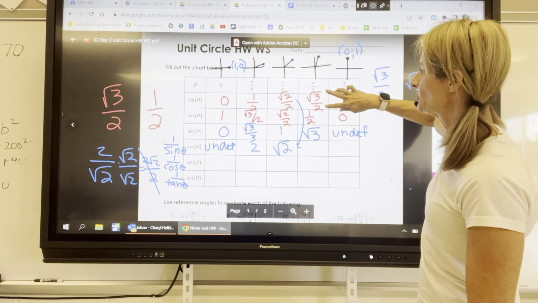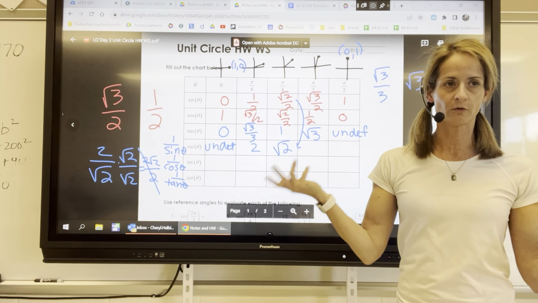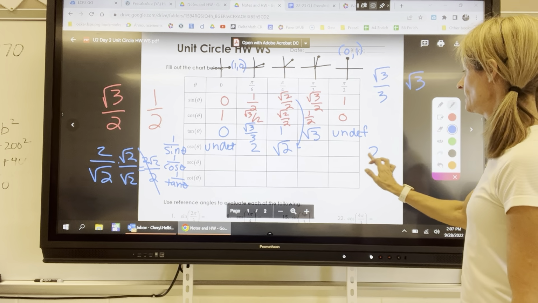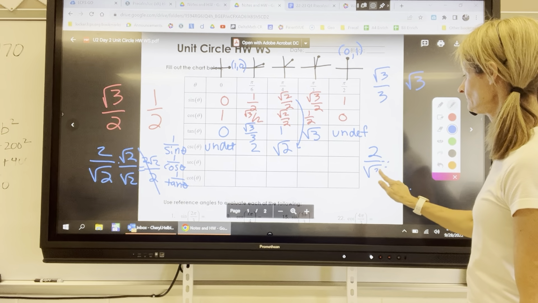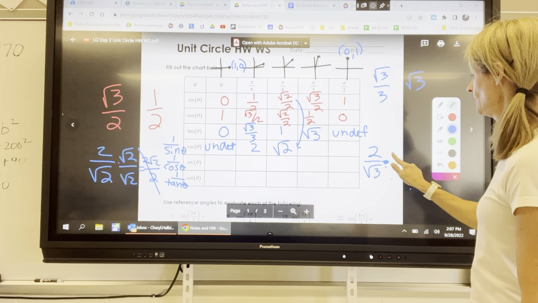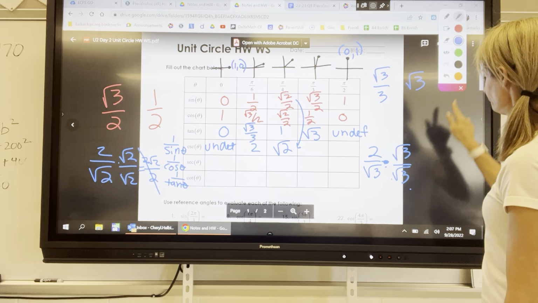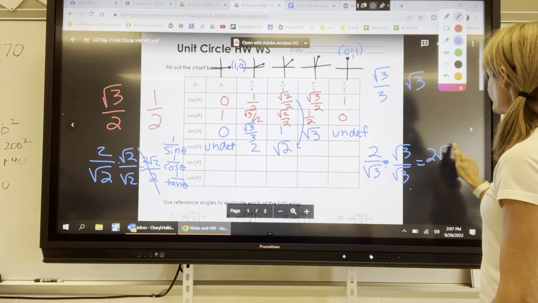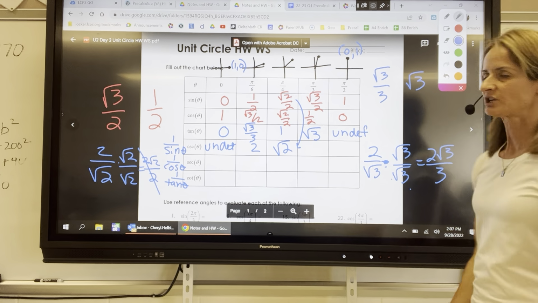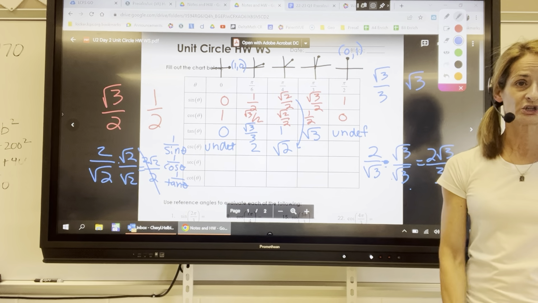Same thing happens with 2 over root 3. We can't leave it as 2 over root 3. We have to rationalize it. We multiply 2 over root 3 by root 3 over root 3. And that becomes 2 root 3 over 3, which can't be simplified, so we just leave it as 2 root 3 over 3.